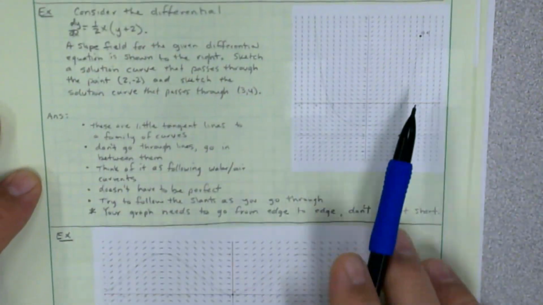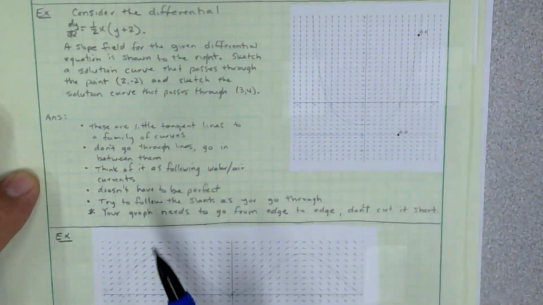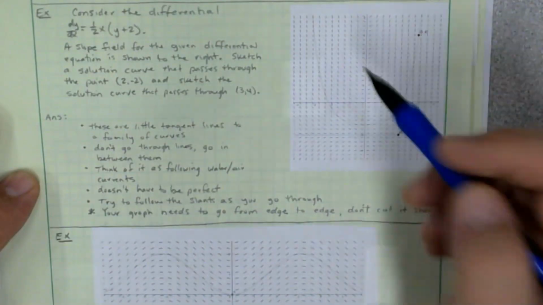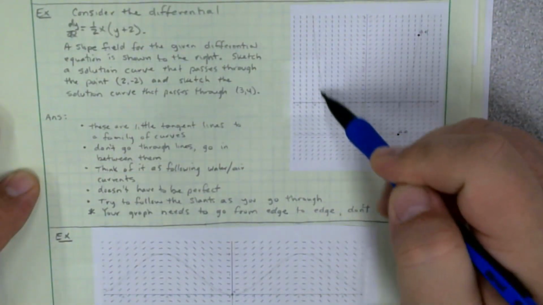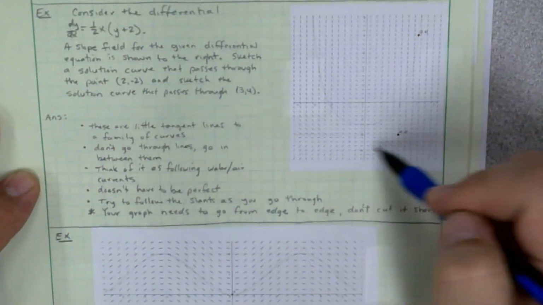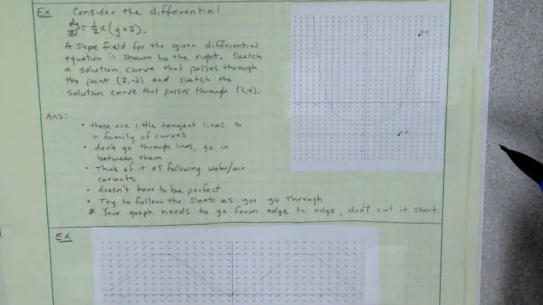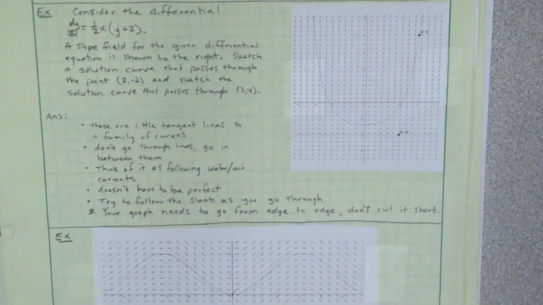Another thing about drawing your slope field solutions, your graph needs to go from edge to edge. Don't cut it short. Don't stop it halfway. Don't stop over here. Go all the way through. So when you do that, because if you don't, they're going to mark you off. Okay? So anytime you need something, just pause and write it out. Okay? Can't remember if I showed you stuff or not, but we have all of that.